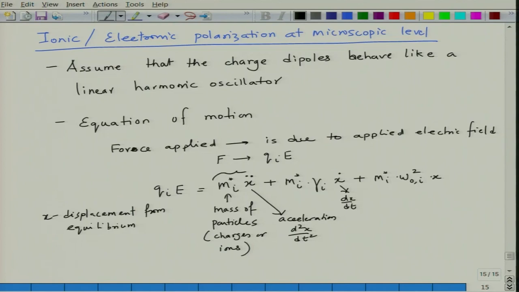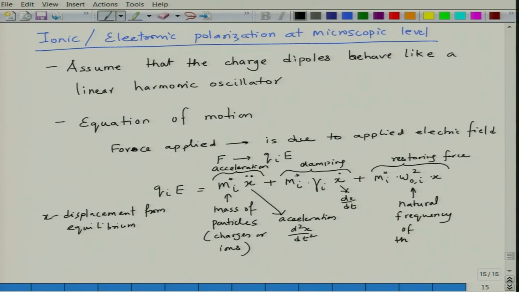So, there will be acceleration, there will be a restoring force, and there will be a damping. So the first term is because of acceleration, right. The second term is because of damping or frictional force, right. And the third term is because of the restoring force. So, essentially this is nothing but kx. So, we have converted this into m omega square x. So, here omega naught i is the natural frequency of the particle i, okay. And x is the displacement.